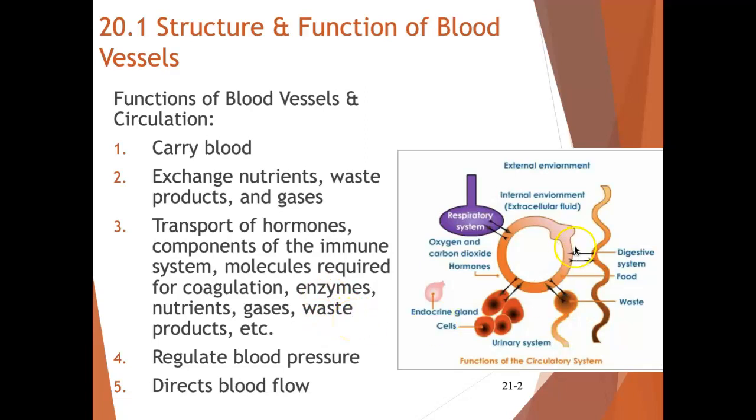So we can utilize these blood vessels to also regulate our blood pressure by doing things like vasodilation, making that lumen open up, or vasoconstriction, making that lumen more narrow. And we can also direct blood flow. We can also control this through the vasoconstriction and vasodilation. So if we want more blood flow to a certain area, we would vasodilate, whereas if we want to minimize blood flow to a certain area, we would vasoconstrict.